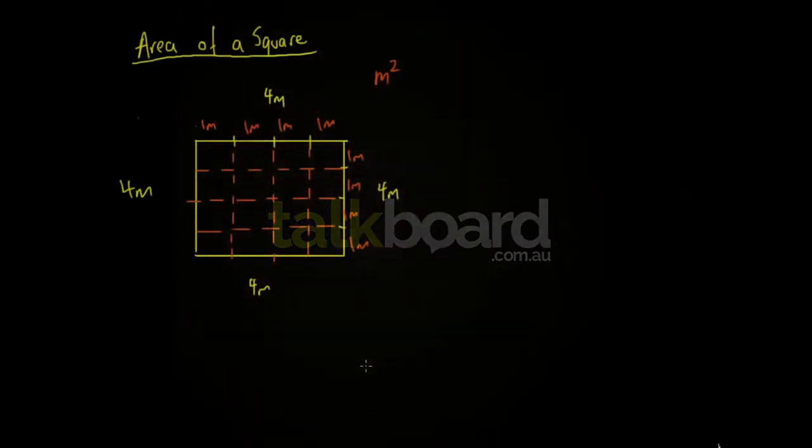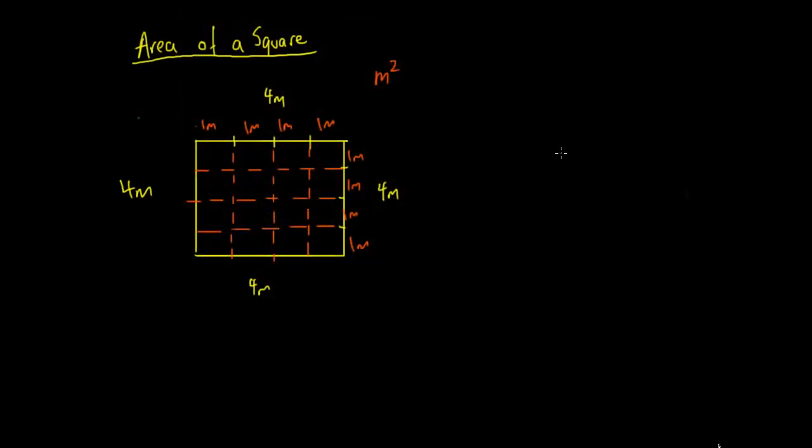Hey guys, in this video we're looking at the area of a square. So with a square we know that it has four sides and each of the sides are all of the same length. So I've drawn a square here and the length of the sides of this square are 4 meters each. So 4 meters, 4 meters, 4 meters and 4 meters.